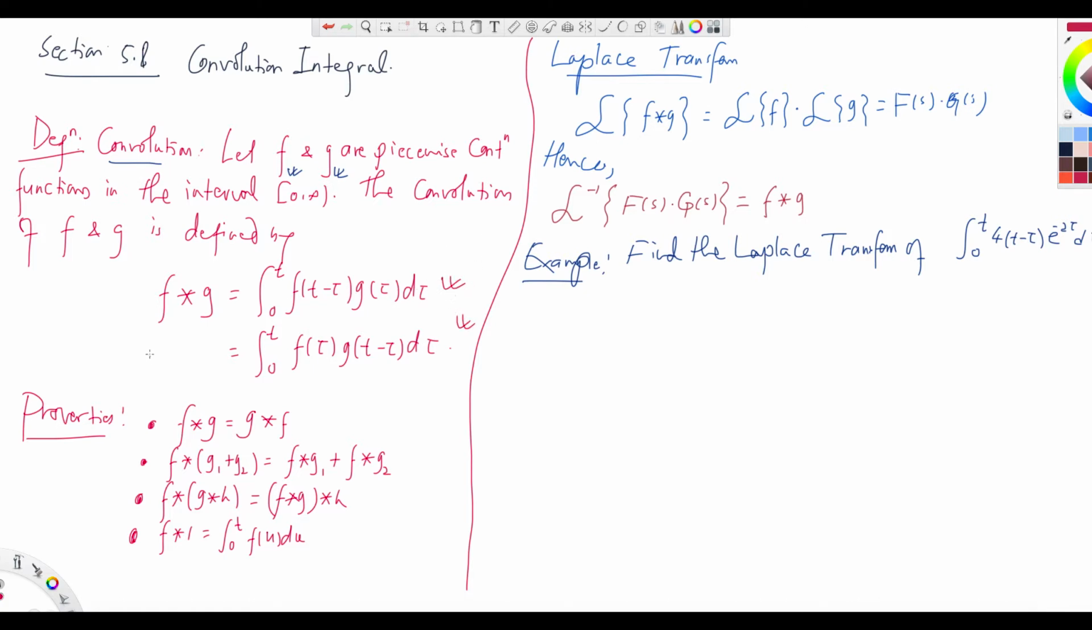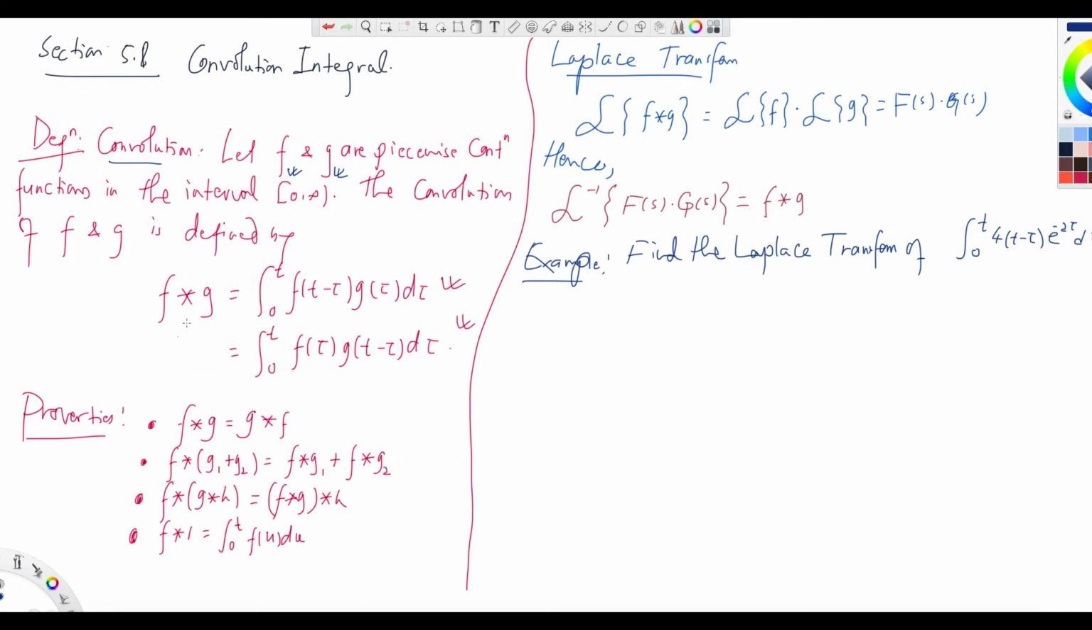Now, what are the properties of the convolution integral? The number one property is that convolution is commutative, meaning f convolution g equals g convolution f. Next, it is distributive over summation. That means f convolution (g1 plus g2) equals f convolution g1 plus f convolution g2.